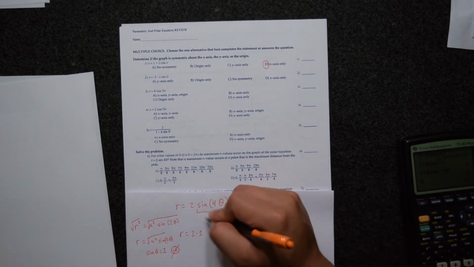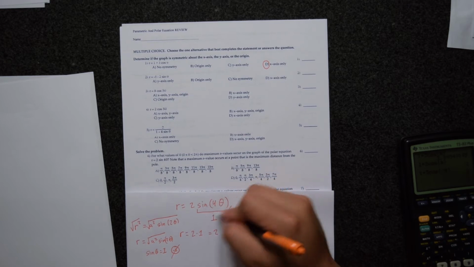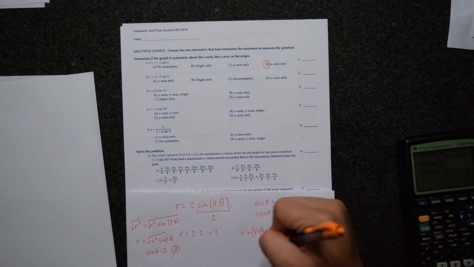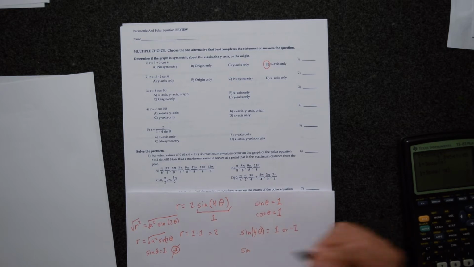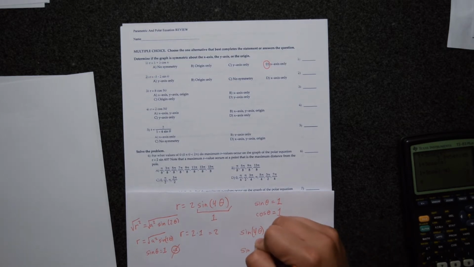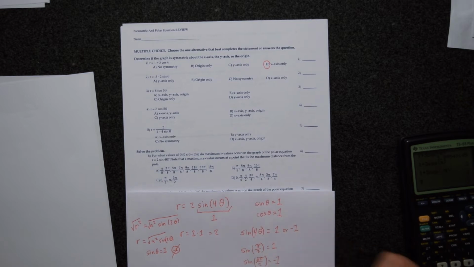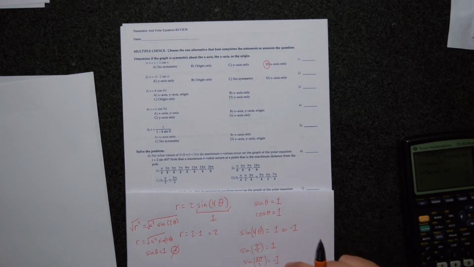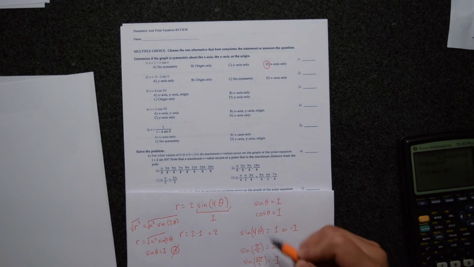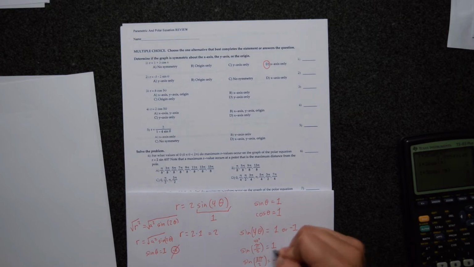So I'm trying to figure out where sine of anything is going to give me 1 or negative 1. Well, I know that sine of pi over 2 is equal to 1. And I know that sine of 3 pi over 2 is equal to negative 1. And the way I know this is just simply by our unit circle. If you're having trouble with that, go ahead and pause and just go look at your unit circle, and you will see that at 90 degrees or at 270 degrees, the sine, which is the y value, is going to equal 1 or negative 1.